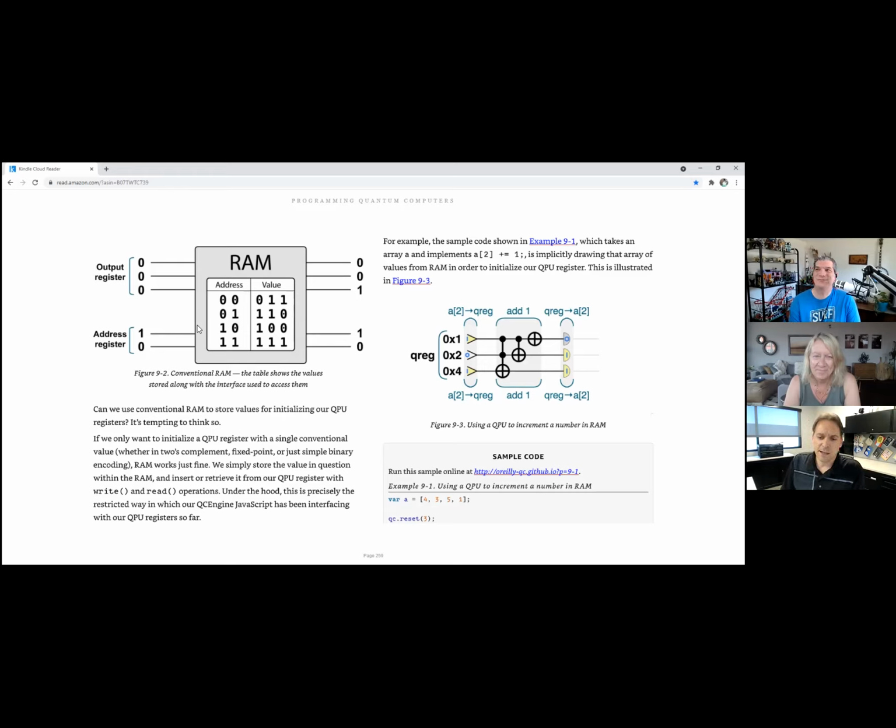So he talks about it, you know, I just want to initialize it. RAM works perfectly fine for conventional values and just using write or read operations. And he does say this is precisely what we've been doing. He's got a very simplistic example with 9.1. So I'll go ahead and share my screen as we go over the code. Let's see.